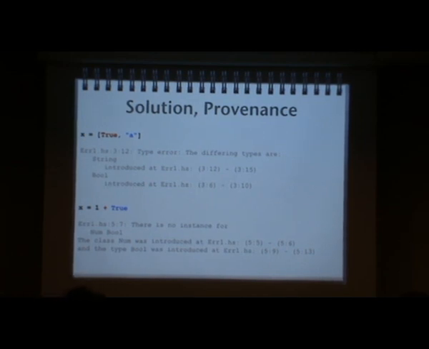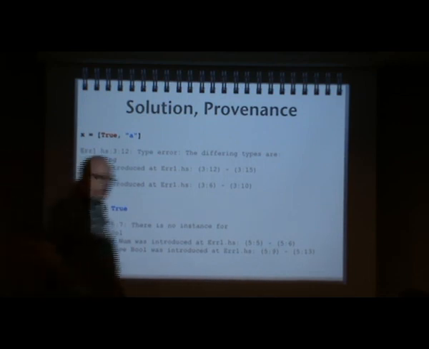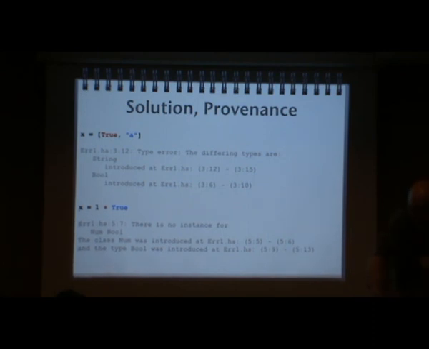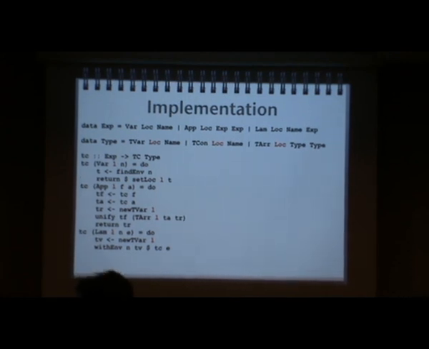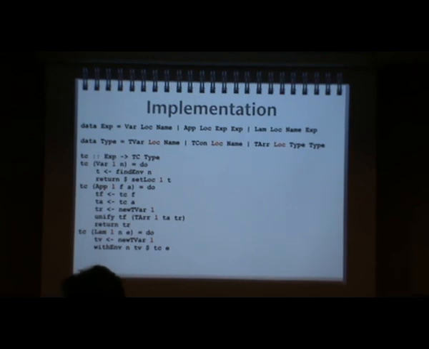So I have one more slide. I showed you the problem, and here's the solution, and on the third slide is the implementation. Is this a complete Haskell type checker? Well, I mean, I removed a few unessential cases.